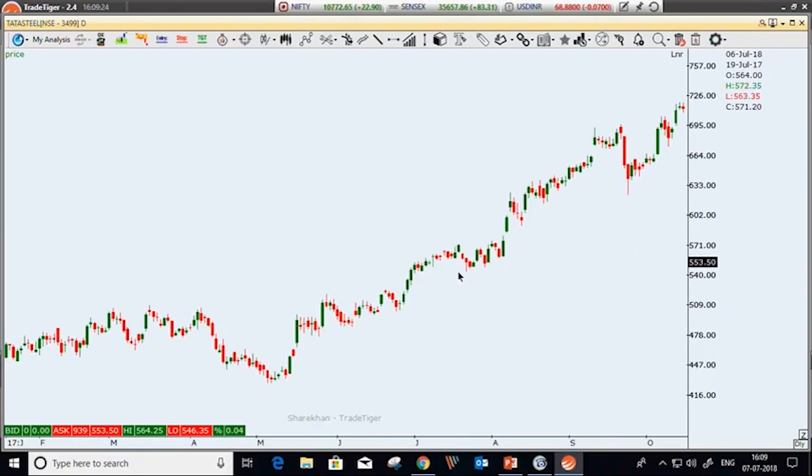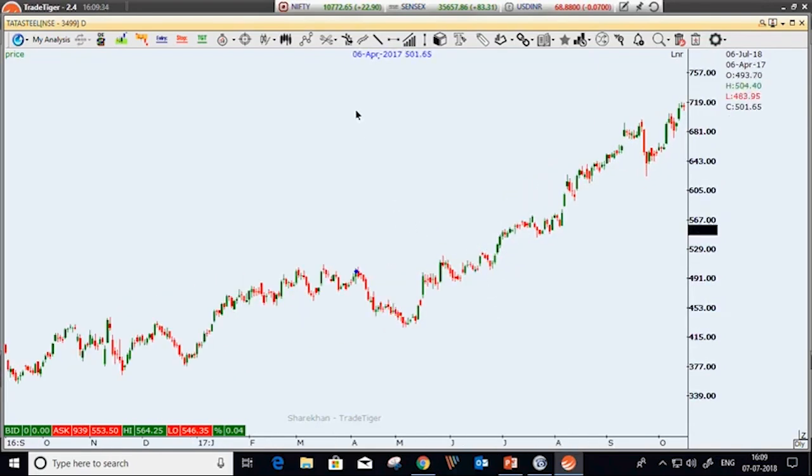Level over levels are two levels which are very very near to each other. So maybe something like this. This is a level. So this is also a level. So these are all level over levels. Okay, something like this.